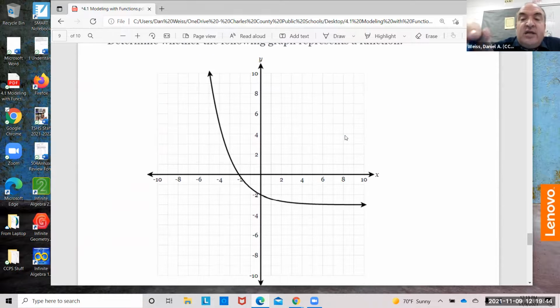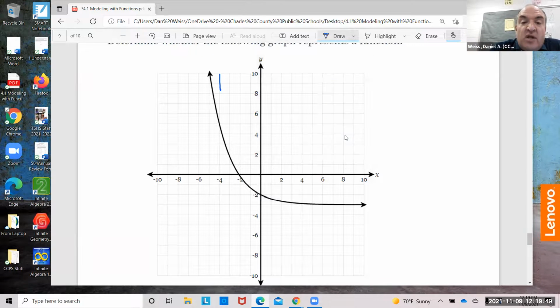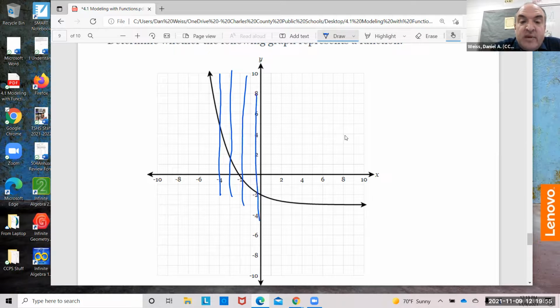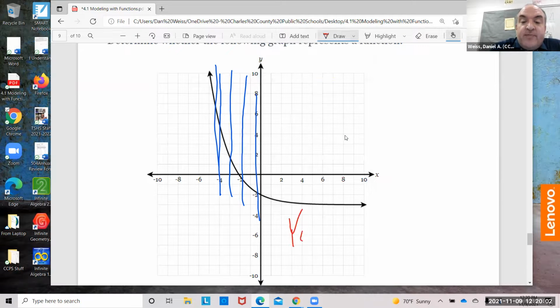Is this a function? Yes. All right. Any vertical line straight up and down will only go through this function one time. So this is a function. The answer is yes. Okay.